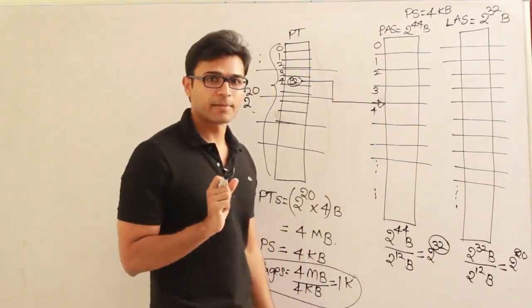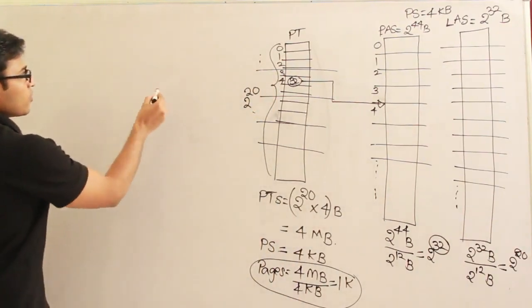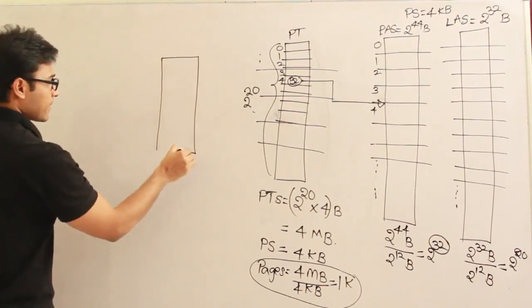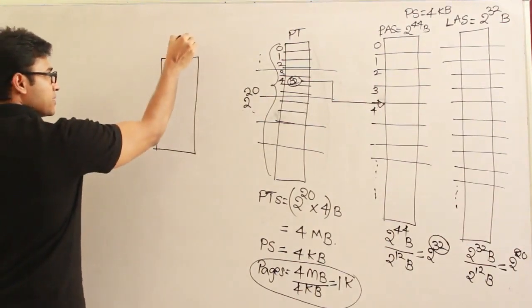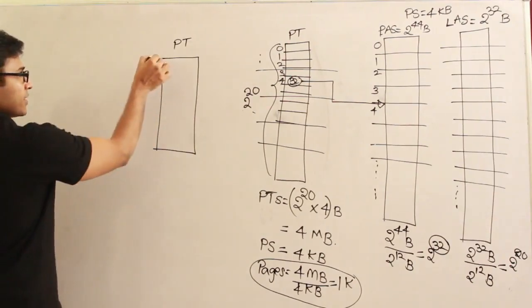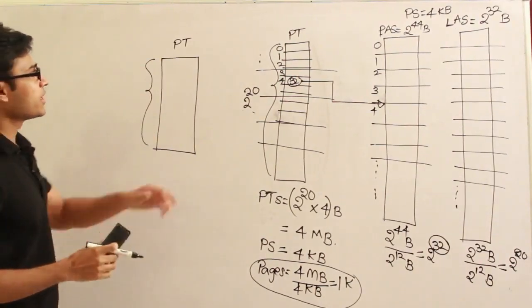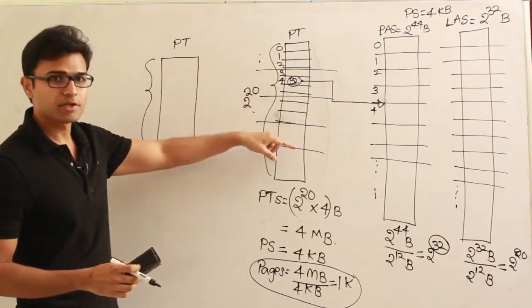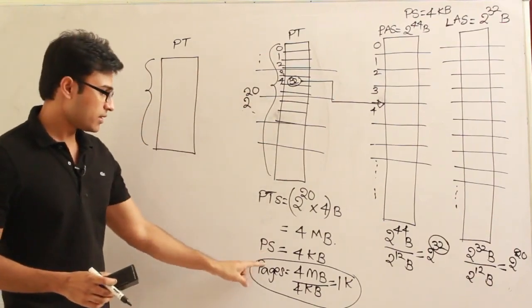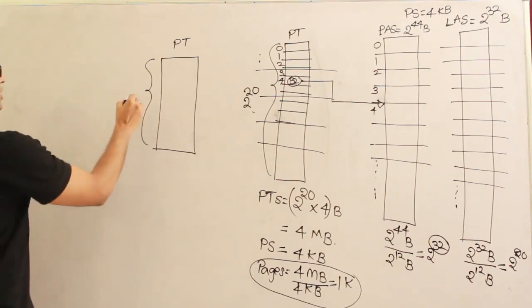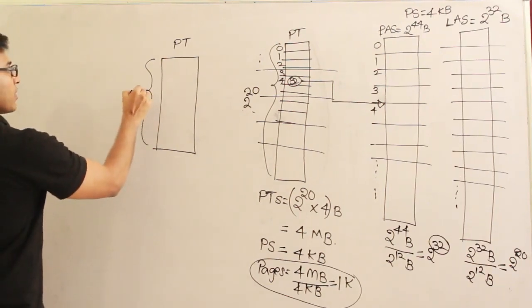Okay, are you following it? Now I am going to go with one more page table, right? And now this page table will contain the number of entries, and these entries should be equal to the number of pages in this page table. How many number of pages are there here? Number of pages are 1k, right? Therefore the total number of pages here are 2 power 10.